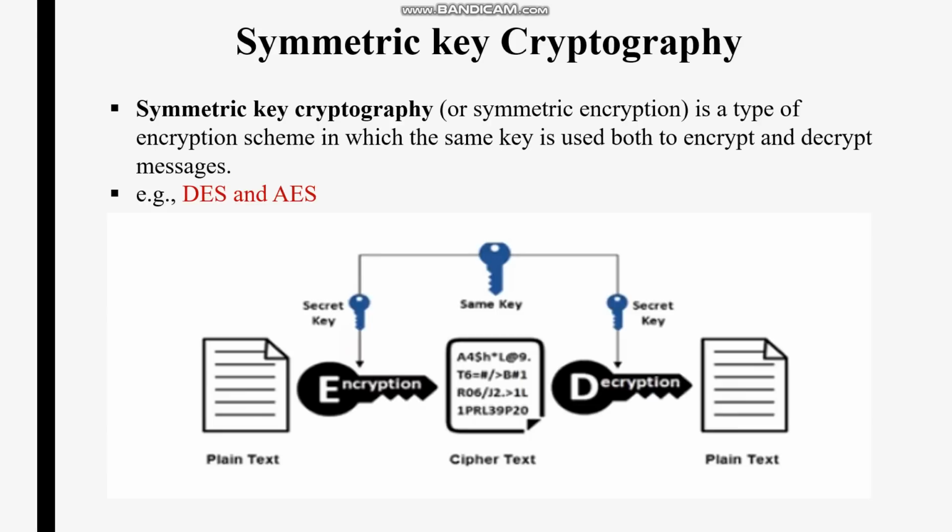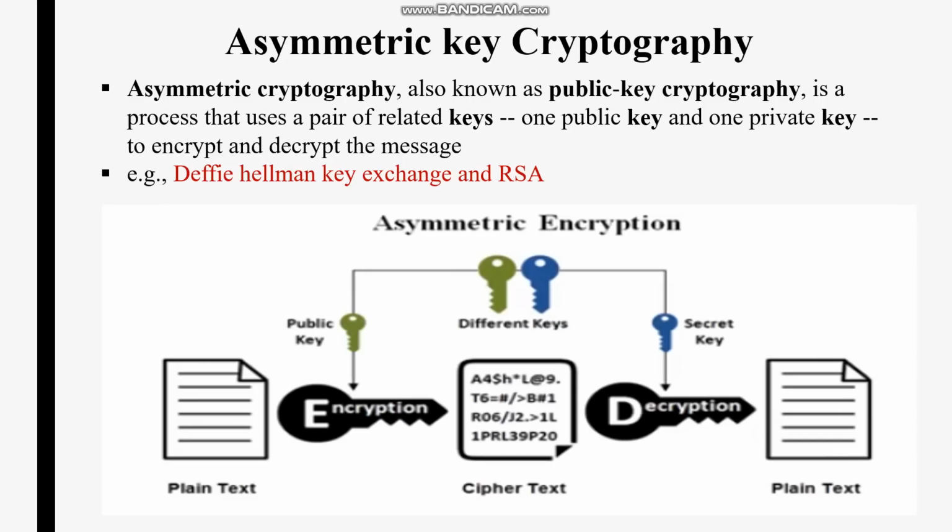So this is about symmetric key cryptography. Now let's look into asymmetric key cryptography. In asymmetric key cryptography, two keys are used: a public key and a private key. The public key is used while performing encryption and the private key is used while performing decryption.